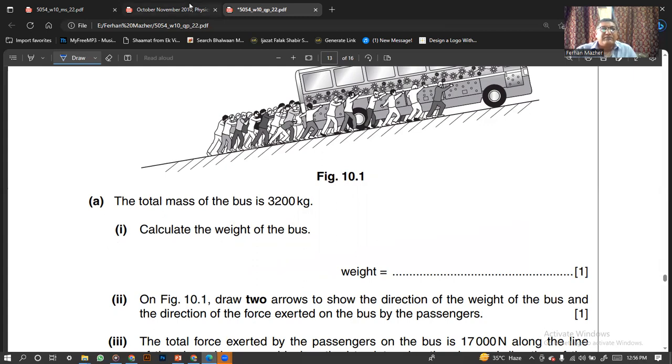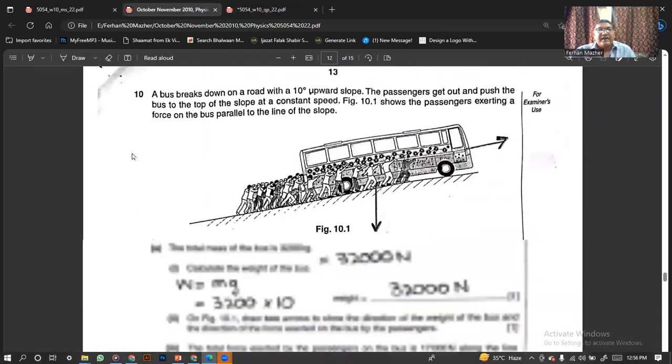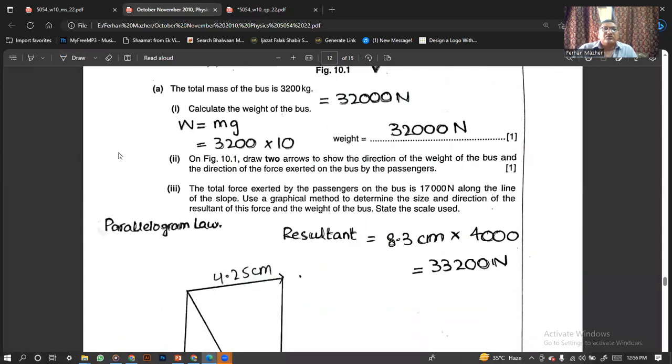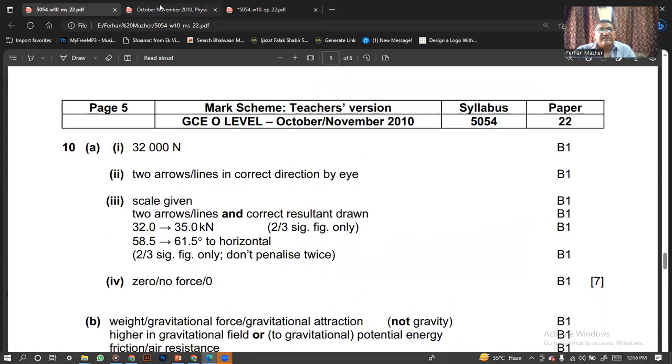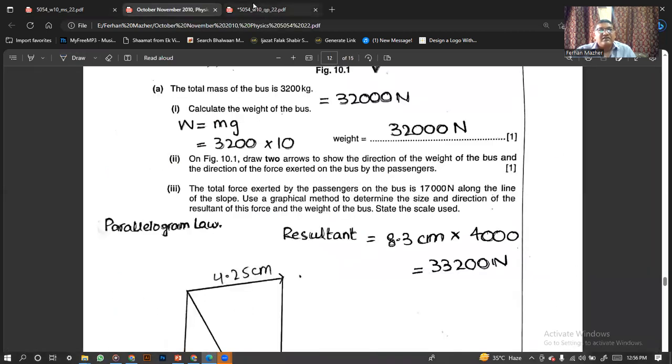W is equal to mg. Here we go. So W is equal to mg. M is 3200 kg and the g value is 10. So 3200 multiplied by 10 will be 32,000 Newton. 32,000 Newton. And that answer is right.